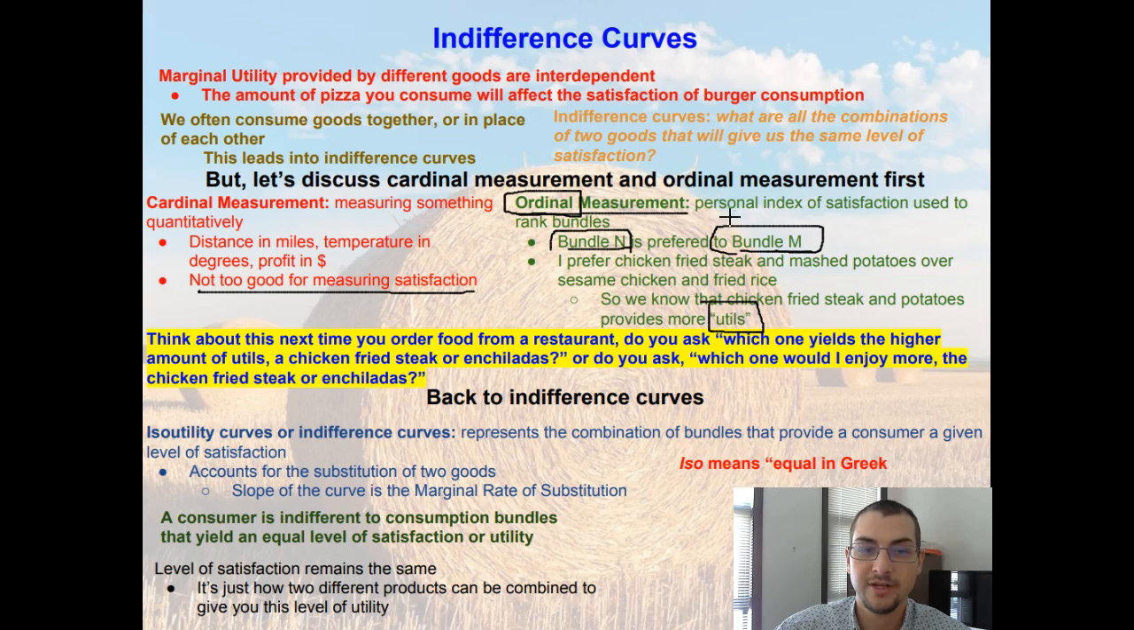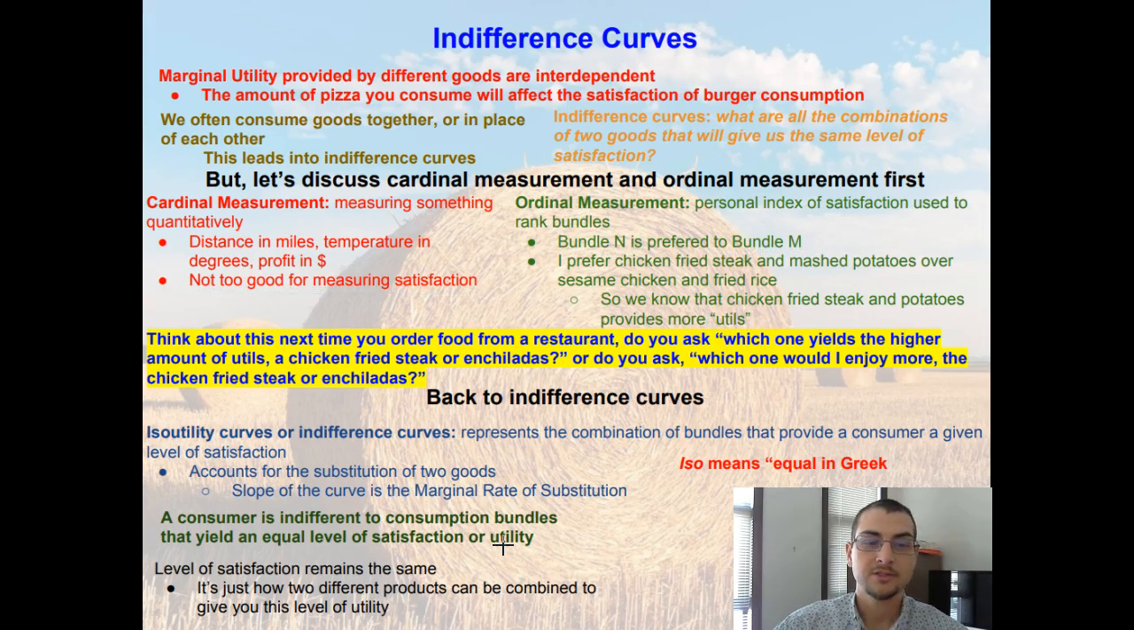So ordinal measurement is where you are ranking things. We're going to rank these bundles. We're going to rank those goods. I want you to just stop and think about this. Next time you go into a restaurant and you get ready to order food, ask yourself, which one will yield the higher amount of utils? Chicken fried steak or enchiladas? Which one is going to give me more utils? Or more reasonably, which one would I enjoy more?